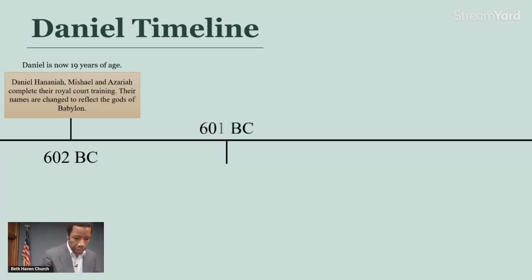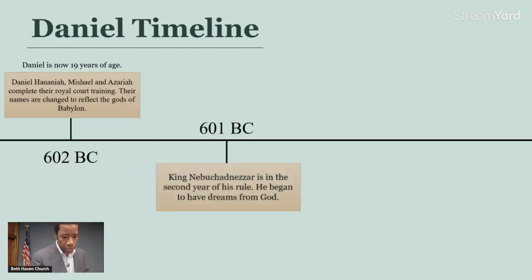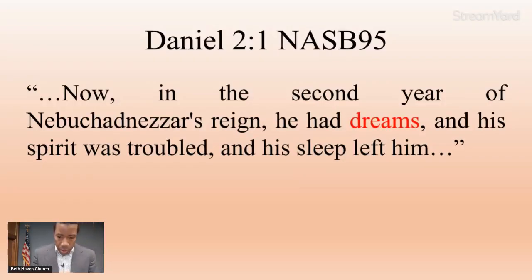Okay. We come to 601 BC. This is the second year of Nebuchadnezzar's reign. He began to have dreams from God, and now Daniel has crossed the threshold into 20. So this is about a year after Daniel and the others have completed their court training. They're already in practice serving the king. As I mentioned before, these dreams are not sourced in his human activity or will or his mind or anything else like that. These dreams are sourced in God.